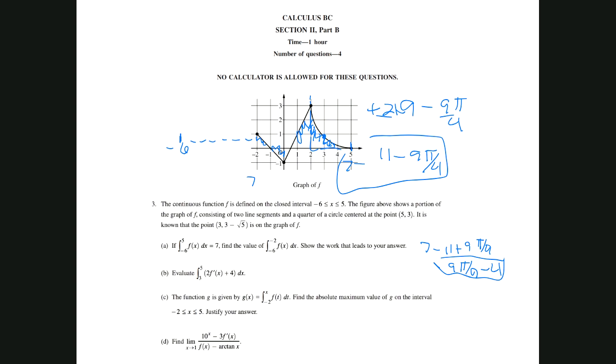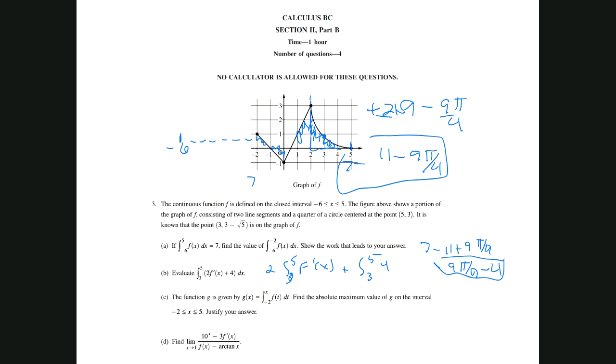Okay. So now part B, it says that they want us to find the integral from 3 to 5 of 2 times f prime of x plus 4. Again, we can't use a calculator, but when I look at this problem, I'm just going to do the integral from 3 to 5. I'm going to pull the 2 out to the front of f prime of x, plus the integral from 3 to 5 of 4. To me, that makes a lot of sense. I'm just using the rules to break this thing up.